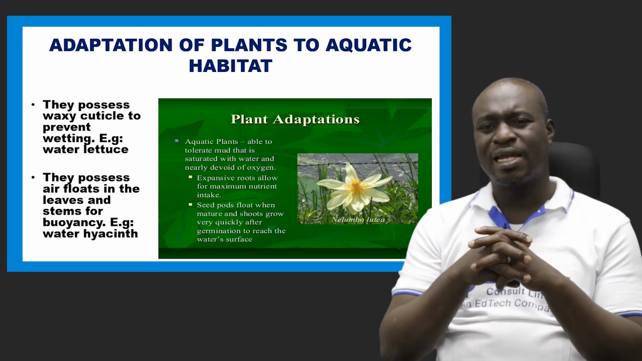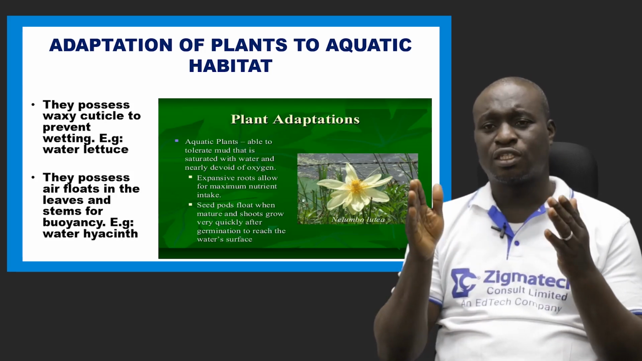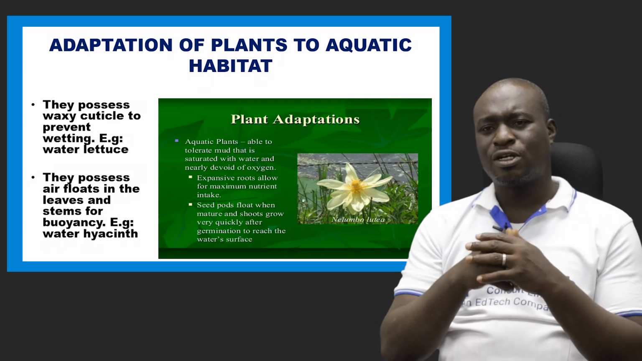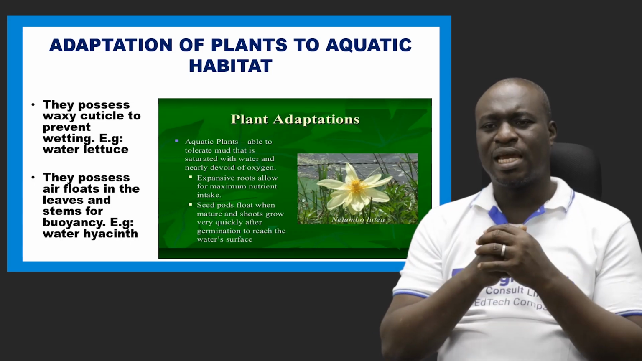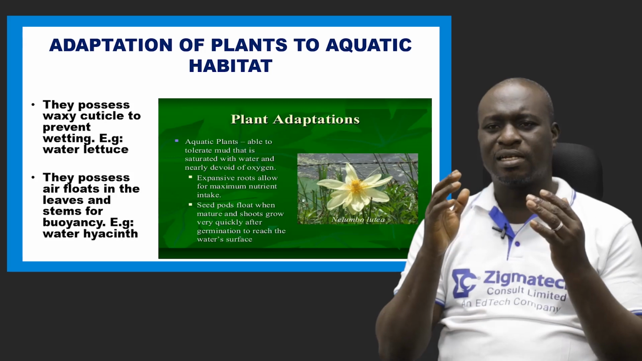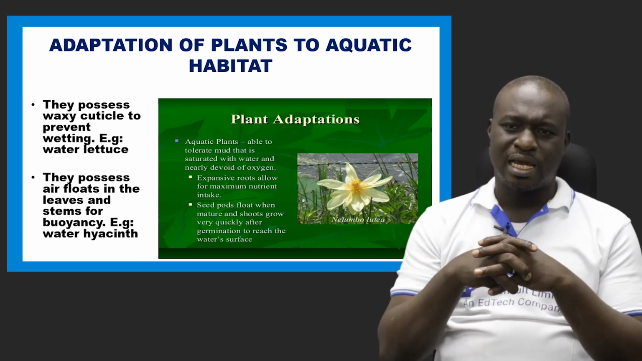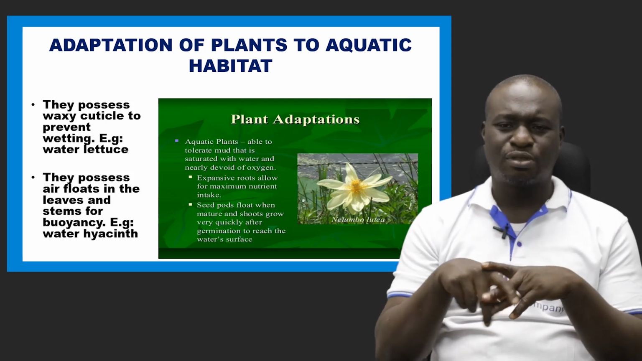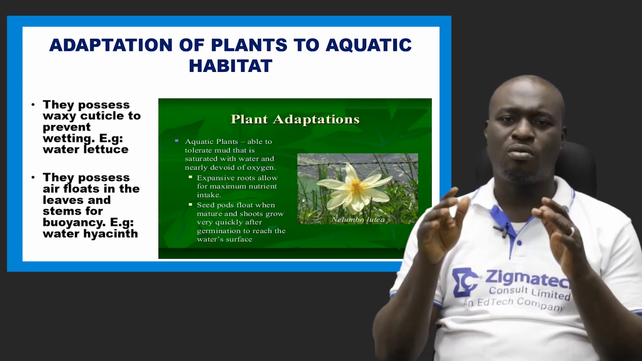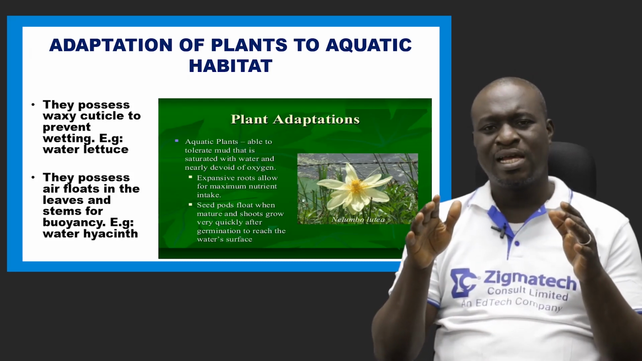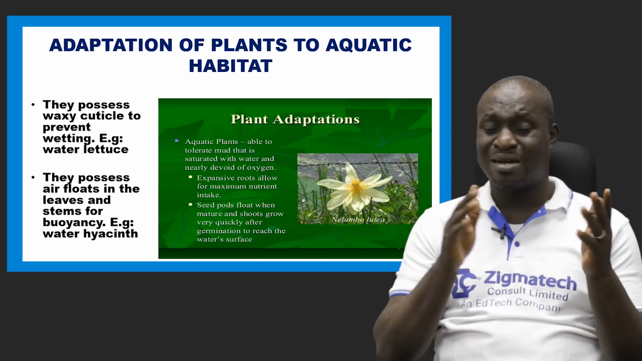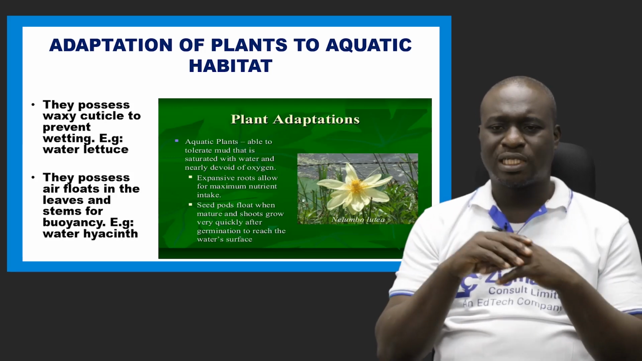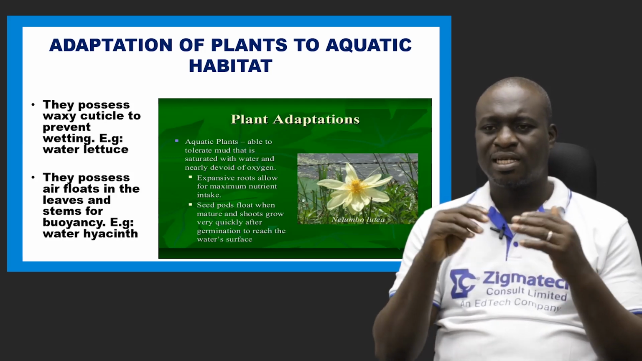Now you can see them in water lettuce. Water lettuce is also a plant that is located in water. Also, another adaptive feature you can see in aquatic plants is that they possess air floats. They possess air floats in the leaves and stems, and these air floats are for buoyancy. Of course, I said buoyancy is the ability of an organism, either plant or animal, to float in water. And you will see that in water hyacinth.